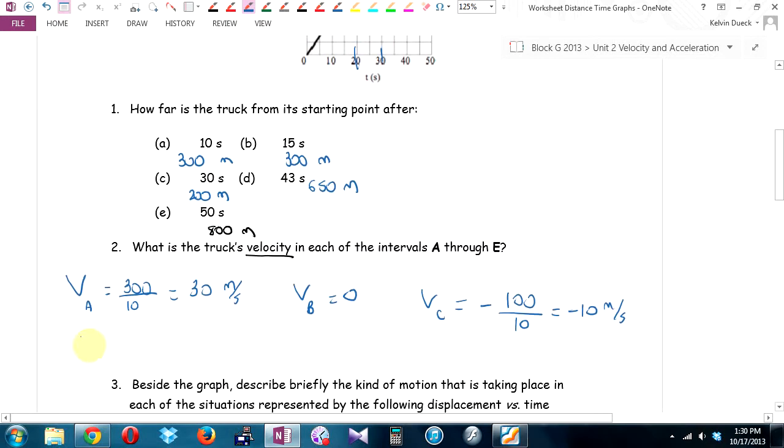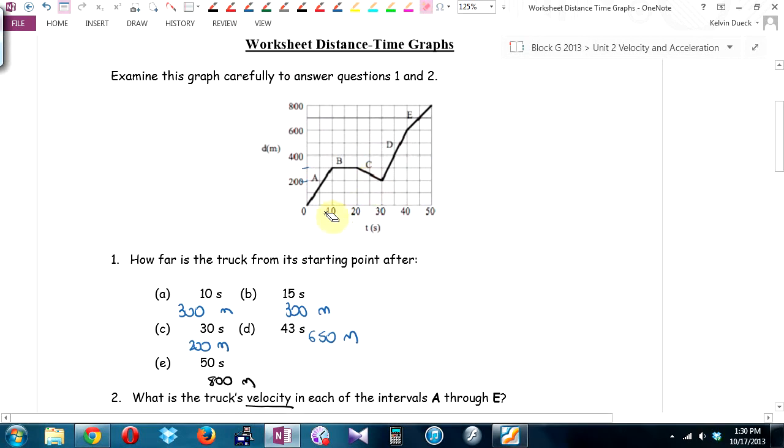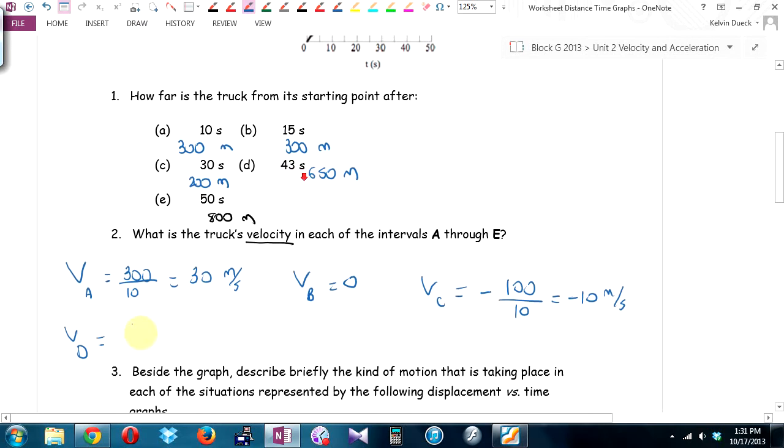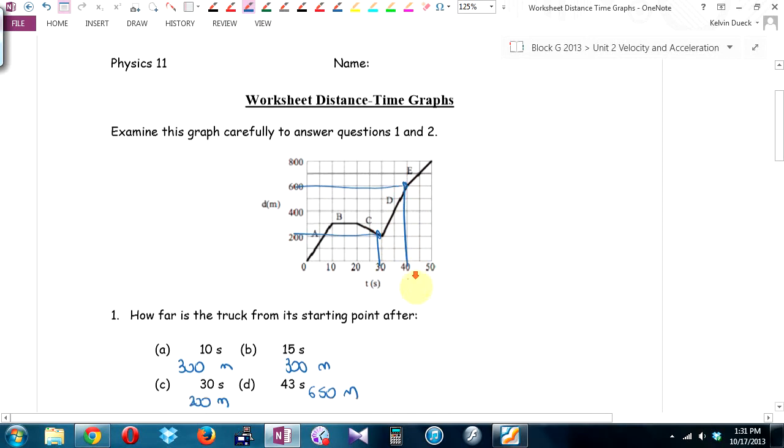What about interval D? From here to here. What's the rise? Well, it looks like I end up 600 high. I start out 200 high. I think the rise is 400. What's the run from here to here? It looks like another 10-second interval.